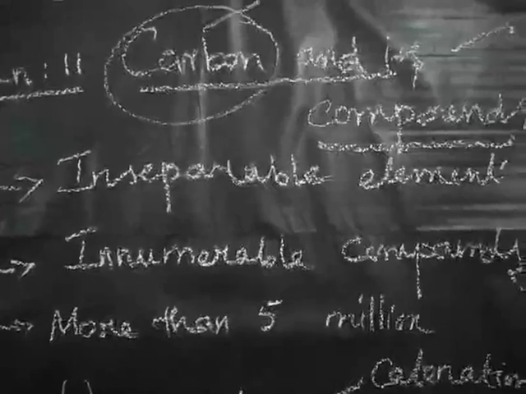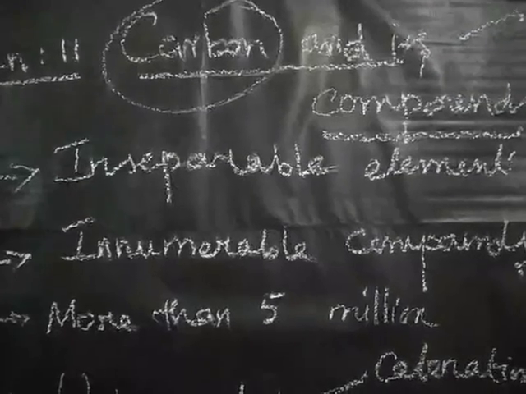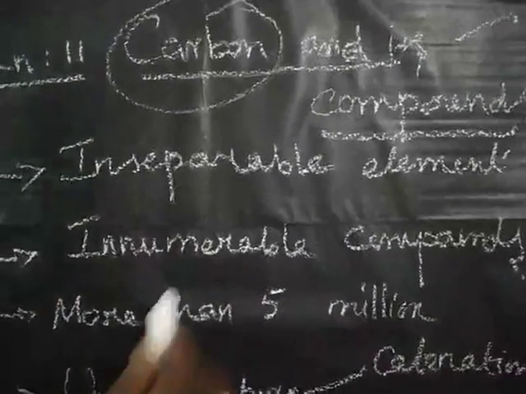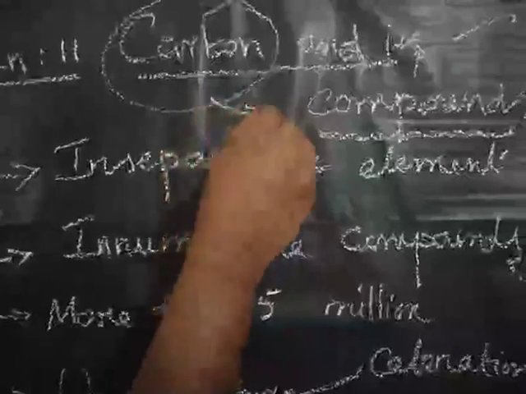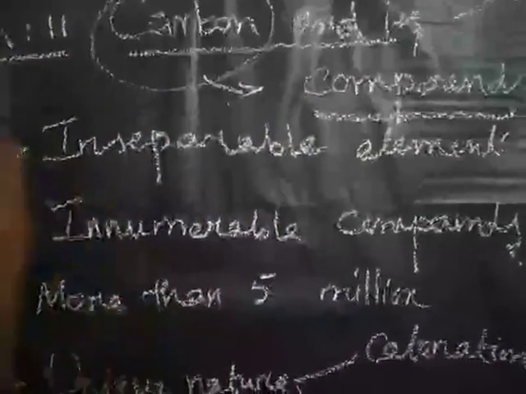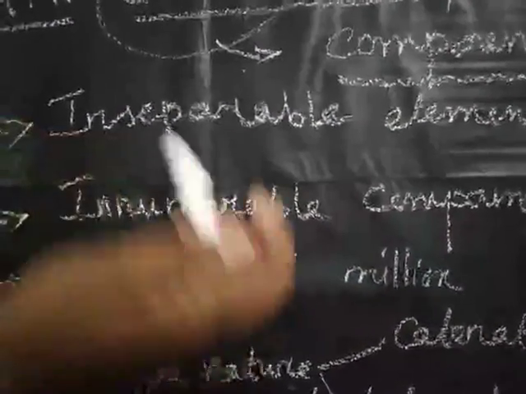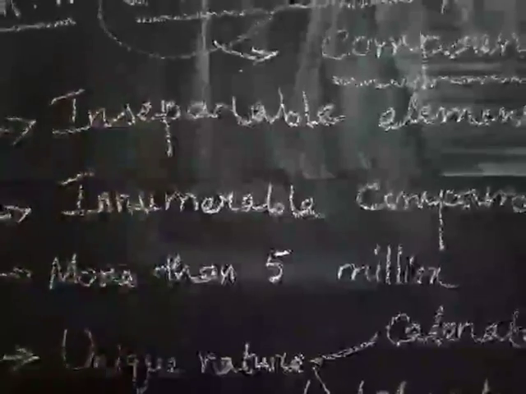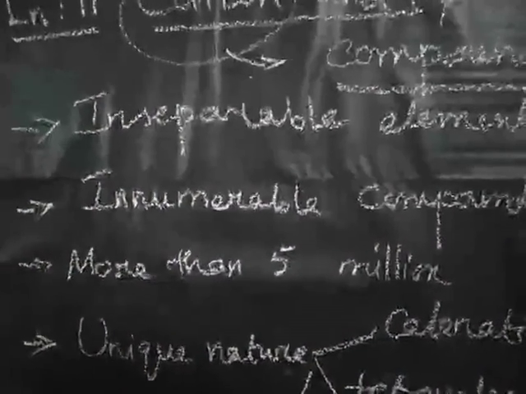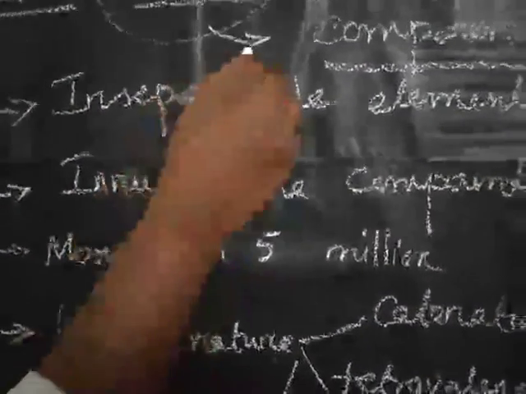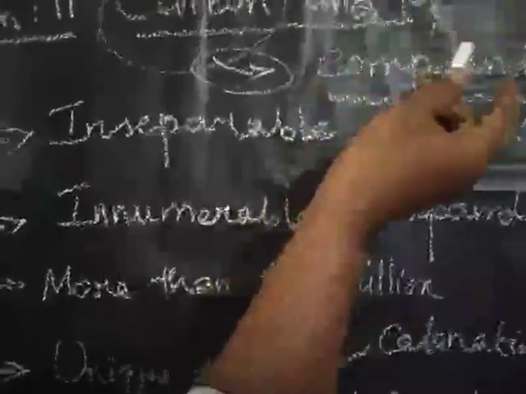What is meant by carbon? Carbon is an example of an element. What is the color of carbon? Black color. And its compounds: with the help of carbon, when other elements combine to give one new substance, that is called a compound. The elements combined with carbon to form a new substance are called compounds.